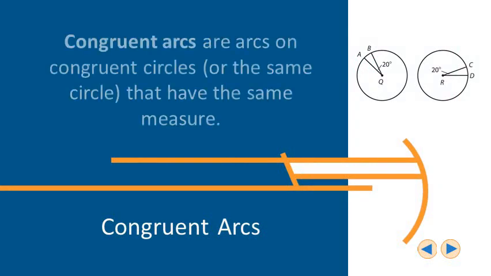Congruent arcs. Congruent arcs are arcs on congruent circles or the same circle that have the same measure. So again, if they're congruent arcs, that means they're what? Their radii are congruent, and therefore if the arcs are congruent, that means the arc measures are going to be congruent and the arc lengths are going to be congruent. Okay?